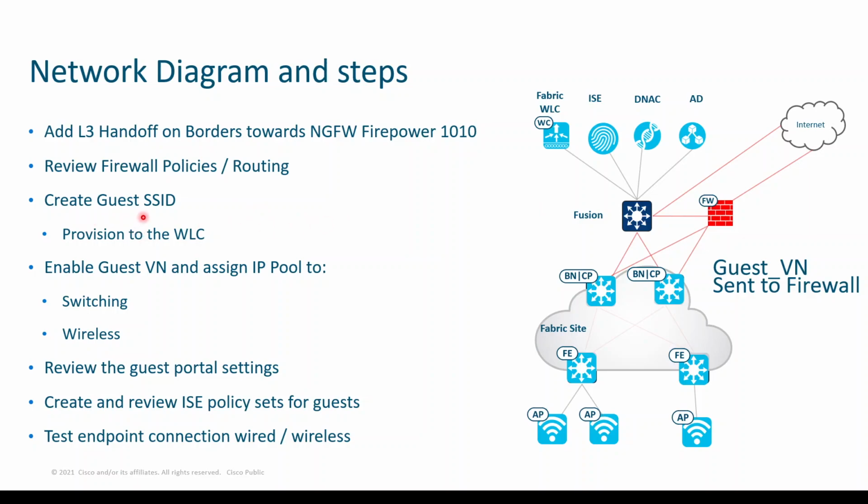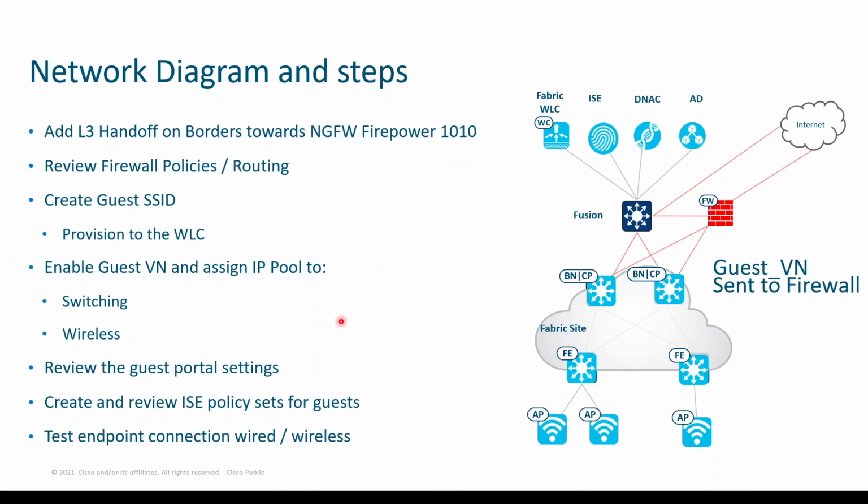Then we're going to create an SSID in DNA Center. As part of that SSID, we're going to create a portal as well and provision that to the wireless controller. We will then enable the guest VN and assign an IP pool, both to the switching environment and for the wireless, to the IP pool to the SSID. We'll review the guest portal settings to make sure that the portal has the correct configuration. And we're going to create then the ISE policy sets for our guests, including the authorization profiles. And once that's done, then we can test an endpoint connecting to both the switch and to the SSID, just to confirm that we can have the guests on the network, on the fabric network.